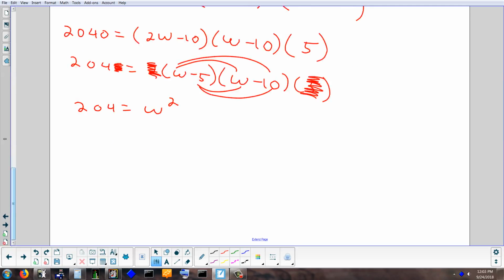And if you FOIL that out, you get W squared minus 10W minus 5W plus 50. Now you've got a quadratic equation. Right? And we just practiced solving a quadratic. Might not come out to a nice answer, but once you get it equal to 0, you could try factoring it, or just use the quadratic formula. So we can finish that tomorrow if we need to, but it's really not that bad from this step.